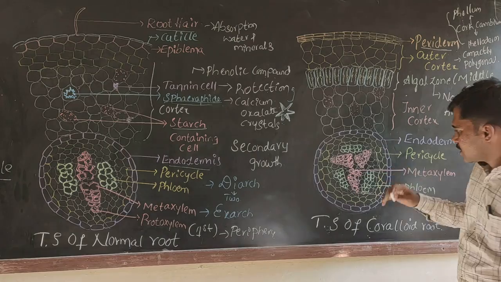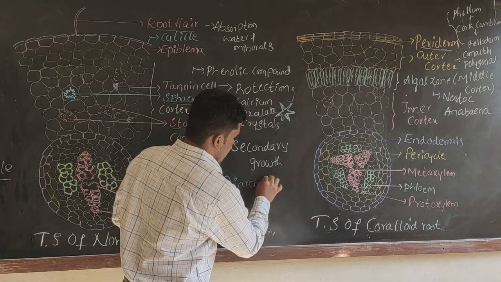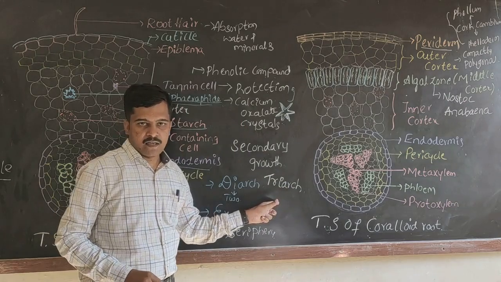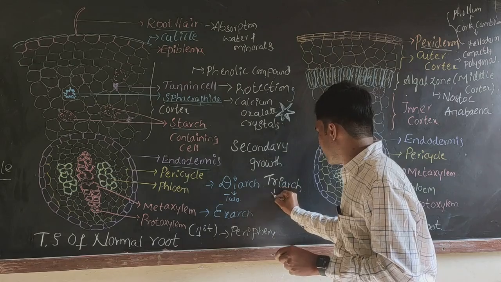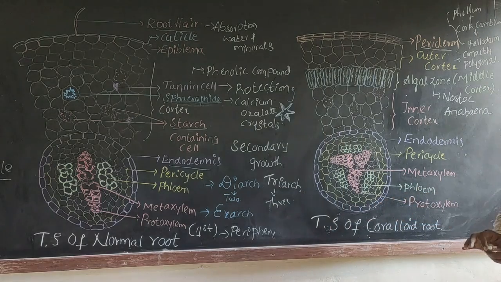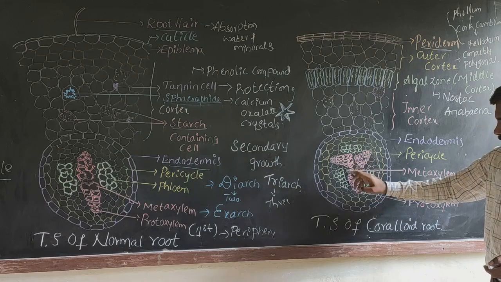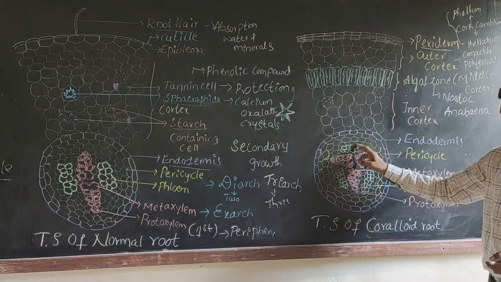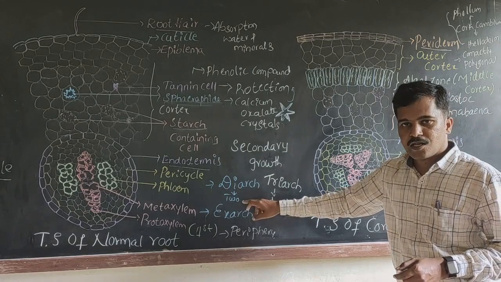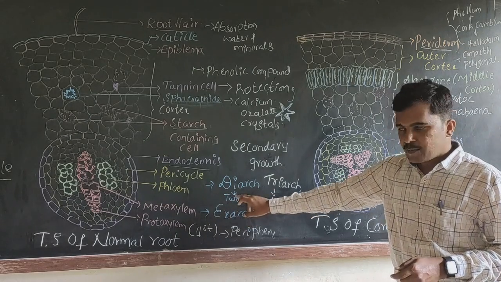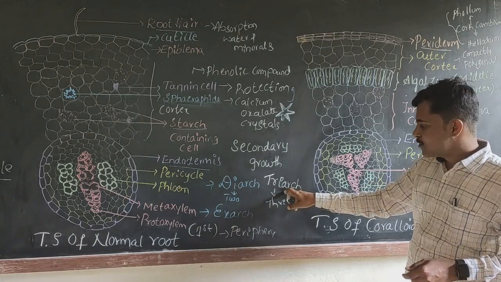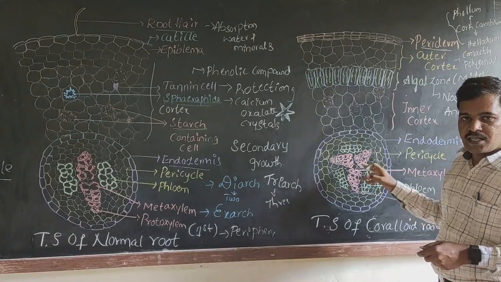In the case of coralloid roots, the stele is triarch in nature. Triarch means tri means three. Here the vascular bundles are present in three numbers. Usually three xylem and three phloem bundles are present. In normal roots, it is said to be diarch, which means the xylem and phloem are two in number. But in coralloid roots, the stele is triarch, meaning the xylem and phloem are three in number.